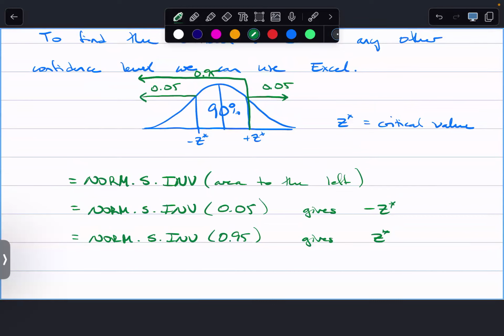When I was learning this stuff, we had to memorize all the critical values: 1.645, 1.96, 2.576. You don't have to do that. It's terrible.